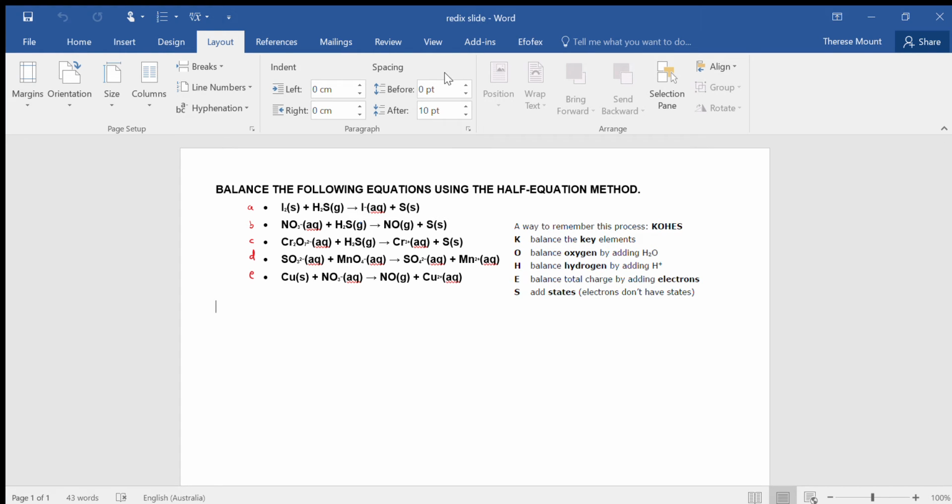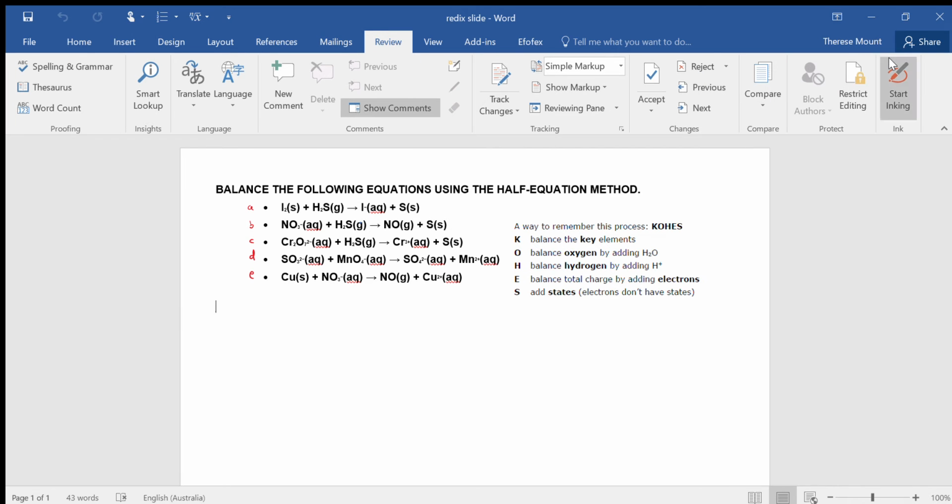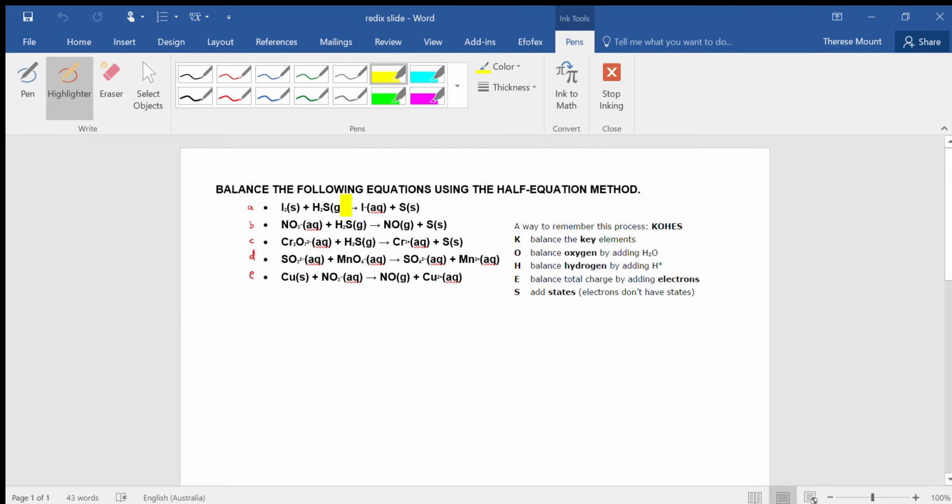Okay, so this video is going to go through question C because it's a little bit of a tricky one. Using the half equation method, I need to balance this redox equation, and I'm going to use the COHES steps. Firstly, I just need to write my really basic skeletal equations for my half reactions.